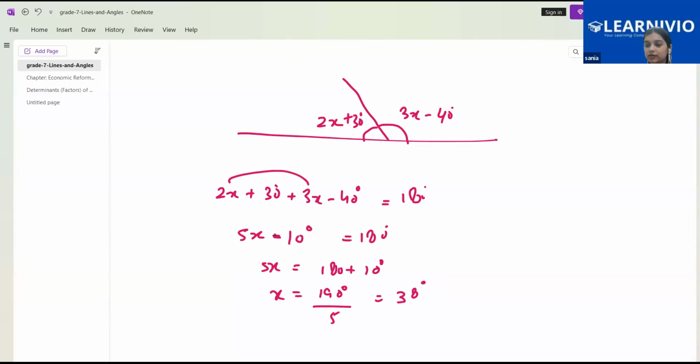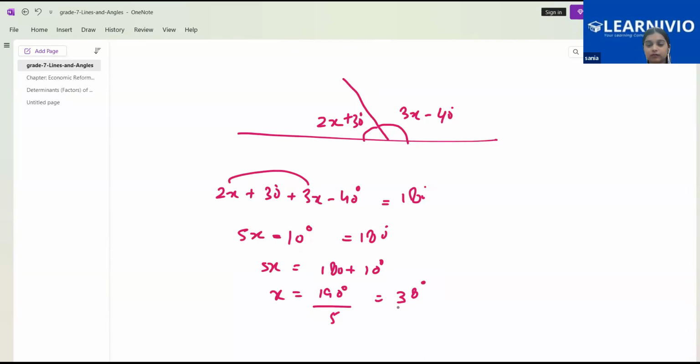Ma'am, but don't we have to do the transposition method? No, first you will solve it here. Then you will do transposition. Like for minus 10, it went here, right? So now 190 it became. And then 5 came down, it became 38. Right?